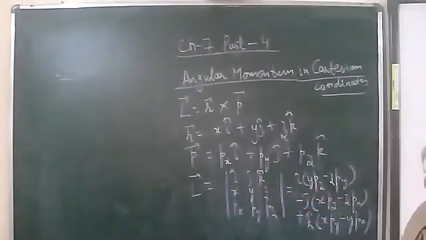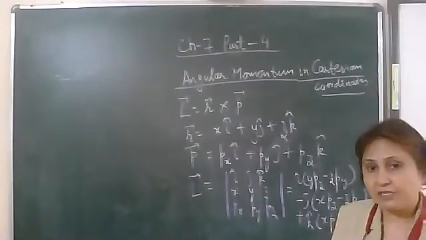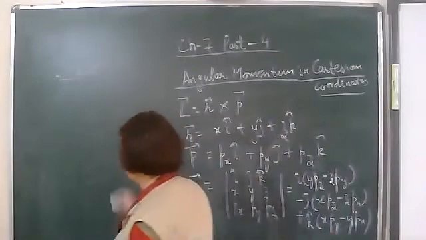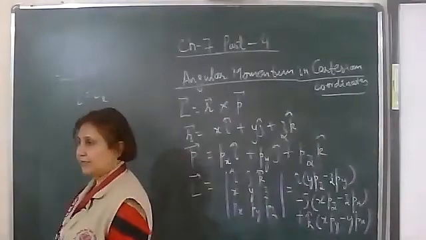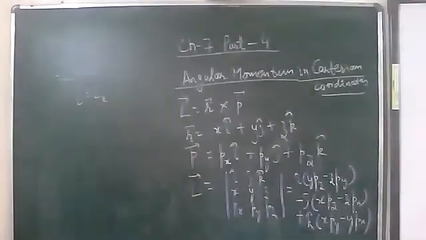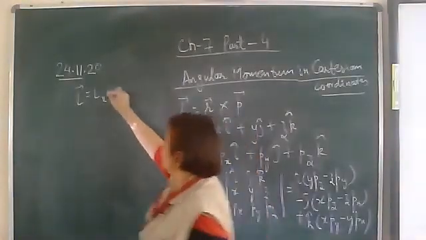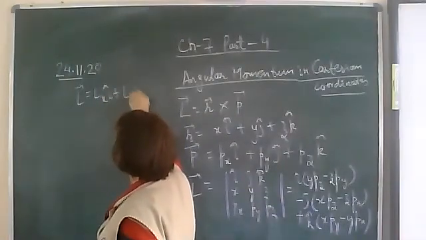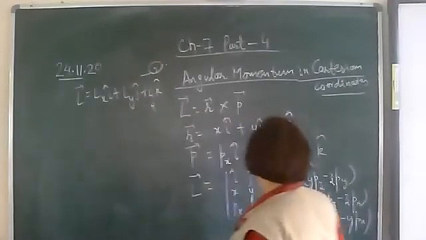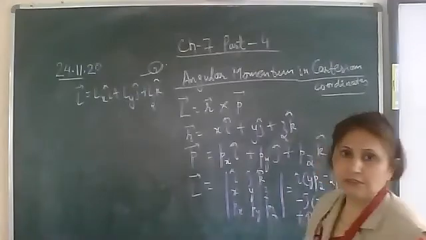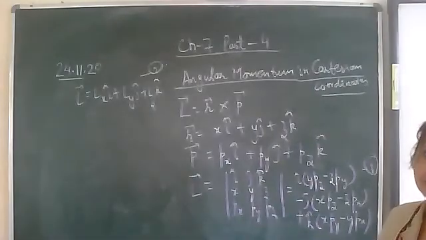Okay, as r and p are in rectangular components, that is in space, they can be resolved in three dimensions. So L vector can also be resolved in three dimensions. L vector can be written as the component of the angular momentum along x-axis, Lx i cap plus Ly j cap plus Lz k cap. This is equation number 2. Okay, from 1 and 2, find out the components of L vector.